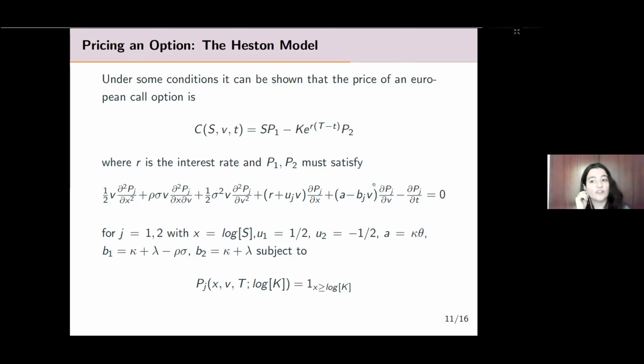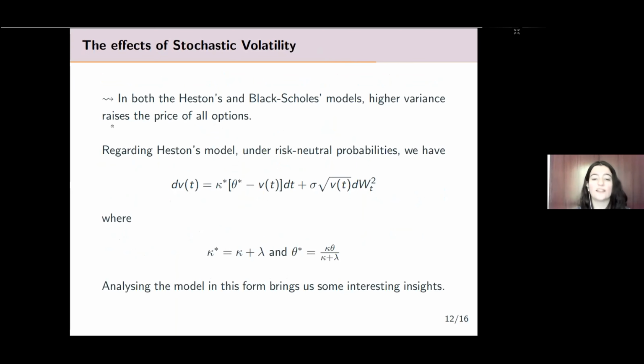Now, under some conditions that I won't be describing because I don't have the time, it can be shown that under this model, the price of a European call option is given by this expression, where P1 and P2 are usually thought of as risk-neutral probabilities that can be found by solving this problem right here. That looks a little bit complex, but it can be solved. And the important thing here is not the formula itself, but the effects that including stochastic volatility has on the result. And that's what I'm going to stress now.